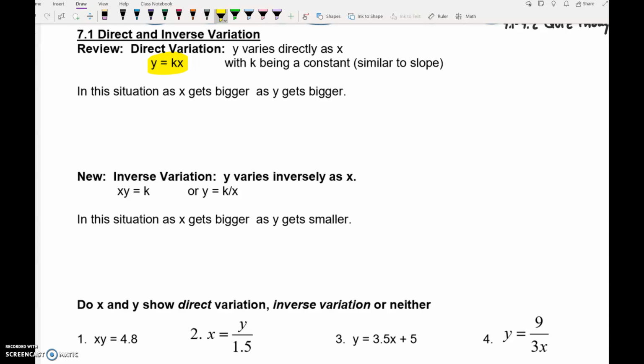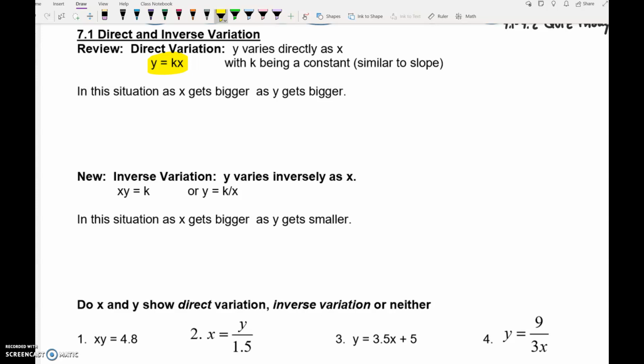One example of direct variation is like x is the number of cloudy days and y is the number of days with rain. Would it kind of make sense that if there's more cloudy days, there's probably going to be more days with rain? So that's a direct variation situation.